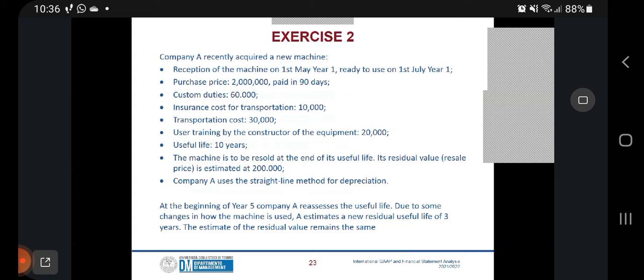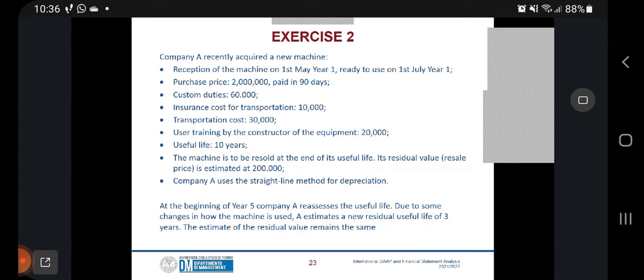Second exercise for today. Company A recently acquired a new machine. First of all, the reception of the new machine on the 1st May year 1, but it is ready to use on the 1st July year 1. Purchase price 2 million paid in 90 days and custom duties 60,000. Insurance cost for transportation 10, transportation cost 30, and then user training by the constructor of the equipment 20,000.